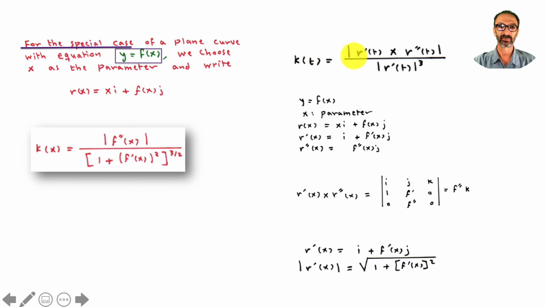Take the magnitude, you will have magnitude of f double prime, because when you take the magnitude of this, you're going to square it, put it under the square root. Same concept. There is no k. Here's r prime, i plus f prime x j from here. The magnitude will be 1 plus f prime to the second. Put them together and take the square root. It's right there.